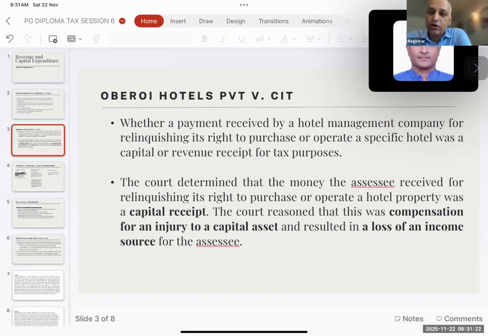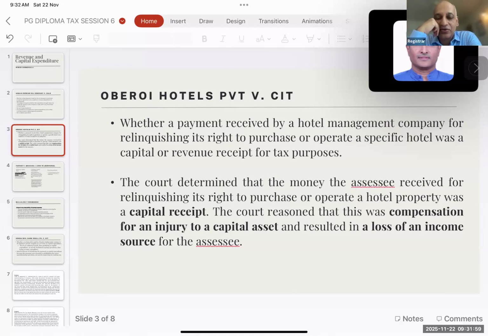Although, as I said, the Oberoi Hotels case is actually not a case about expenditure; it's a case about receipt. In the Oberoi case, the question was whether a payment received by a hotel management company for relinquishing its right to purchase or operate a specific hotel was a capital or revenue receipt for tax purposes. And the court determined in that case that the money the company received for relinquishing its right to purchase or operate a hotel property was a capital receipt. And therefore, it wasn't taxed on it at that point of time.